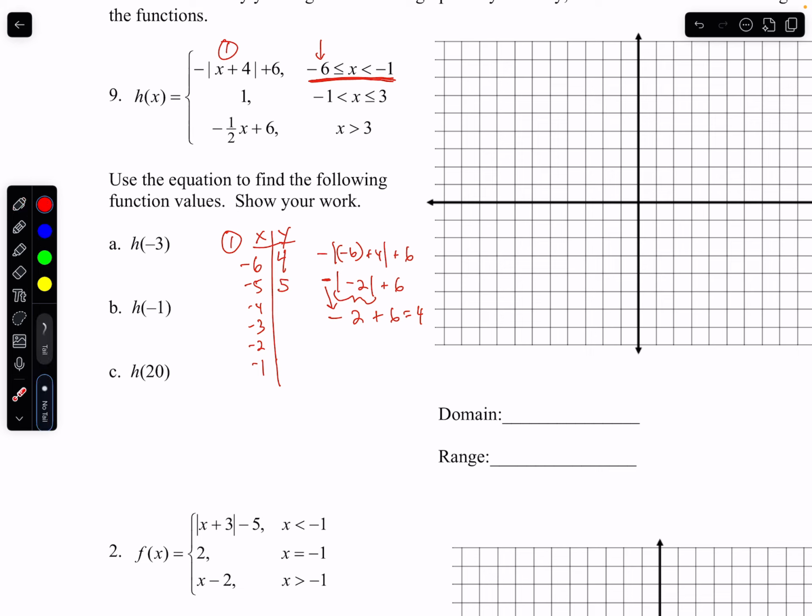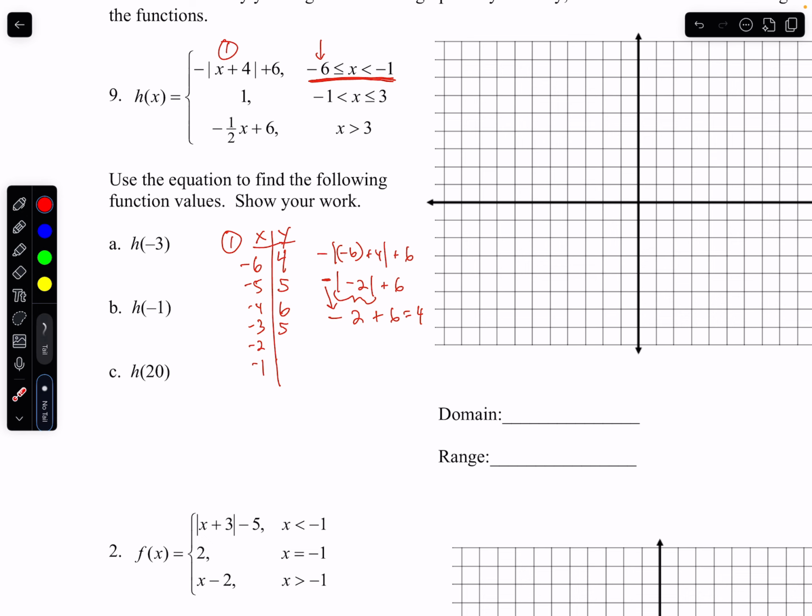Now we're going to plug in -4 for x. So -4 plus 4 is 0. Negative doesn't matter with 0. 0 plus 6 is 6. Now we're going to plug in -3 for x. -3 plus 4 is 1. 1 times the negative is -1. And then -1 plus 6 is 5.